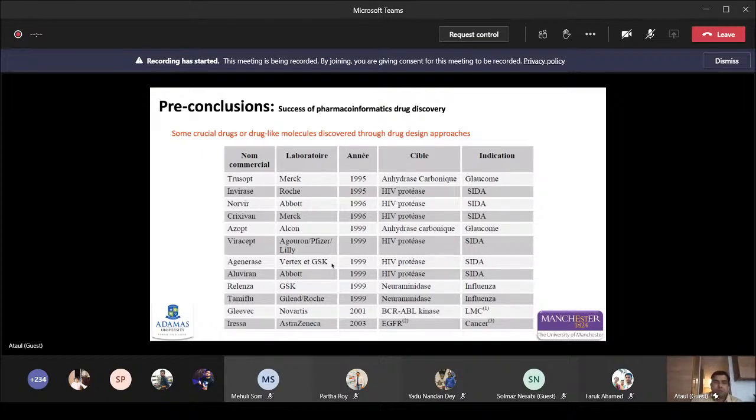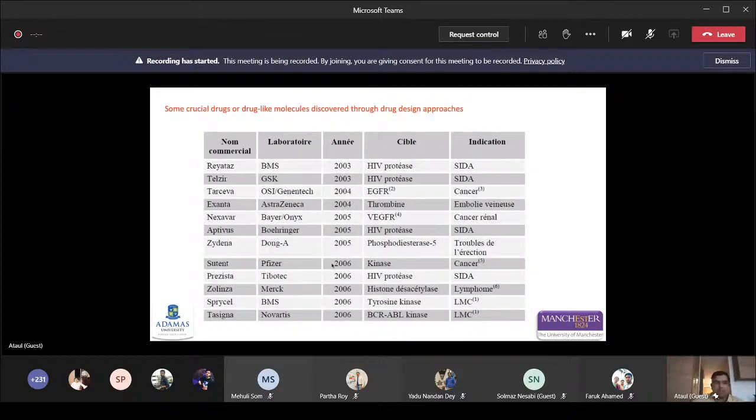If you look in the literature, these are the drug molecules available in the market. Those actually came to the market with the help of pharmacoinformatics or computer-aided drug designing. This is the world data. So the list is long, very long.